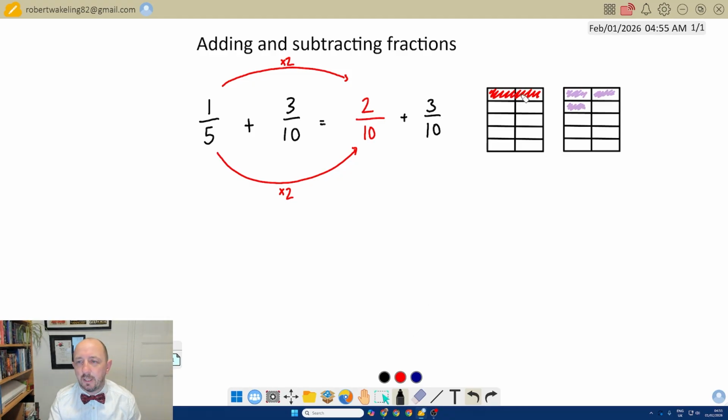And now that we have everything in tenths, we can add them together. We've got 1, 2 on the left and 3 on the right. So that's 5/10. Okay, so adding fractions and subtracting fractions involves the same process. We have to get this denominator to be the same.